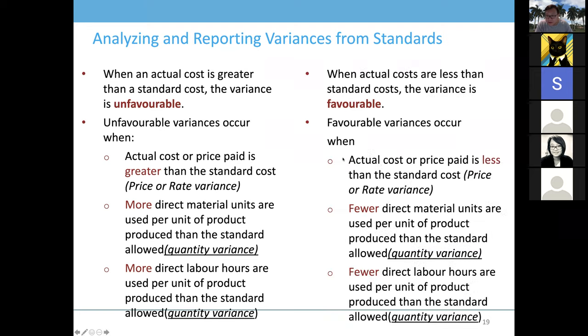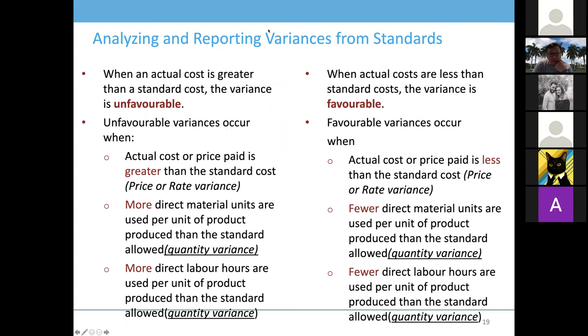If it's favorable, that's the opposite. Either I'm paying less money than the standard, or I'm able to use less materials and less direct labor hours. Those will save money for me, so that would be favorable. If everything makes sense, I will count 1, 2, 3. 1, 2, 3, sum up.